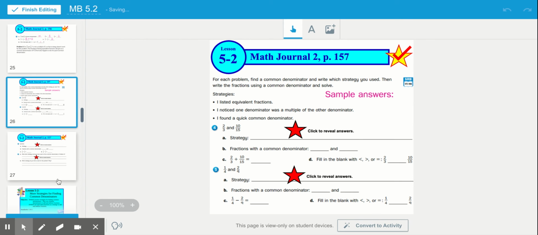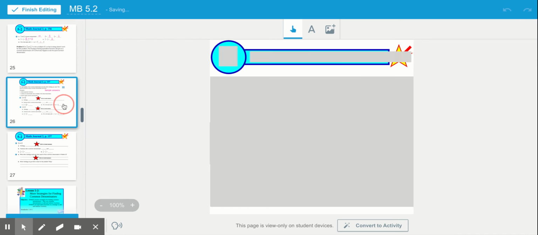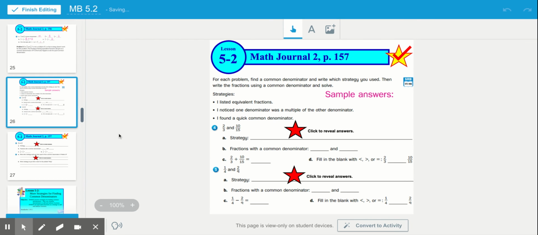On page 157, we have a few more problems for you to do for some practice. For each problem, find a common denominator and write which strategy you use. Then write the fractions using a common denominator. So are you doing the multiplication strategy? Are you listing the multiples? Are you doing quick common denominator? Which strategy do you choose to do? Again, it's up to you. So listing the equivalent fractions, noticing the denominator, quick common.